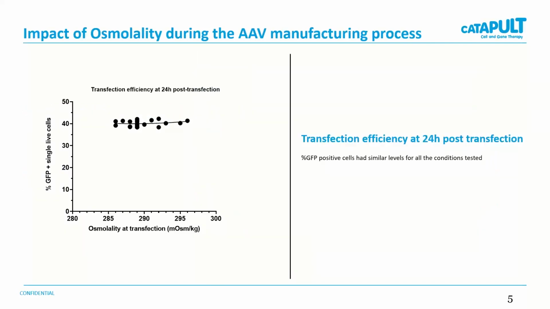Before going into all the results, just as a start for the experiment, the transfection efficiency, determined a day post-transfection, was assessed before any shift in osmolarity. So we were expecting to have a similar level for all the conditions. And you can see it's around 40% transfection efficiency for all of them. So this was as expected. It's a starting point for this experiment.